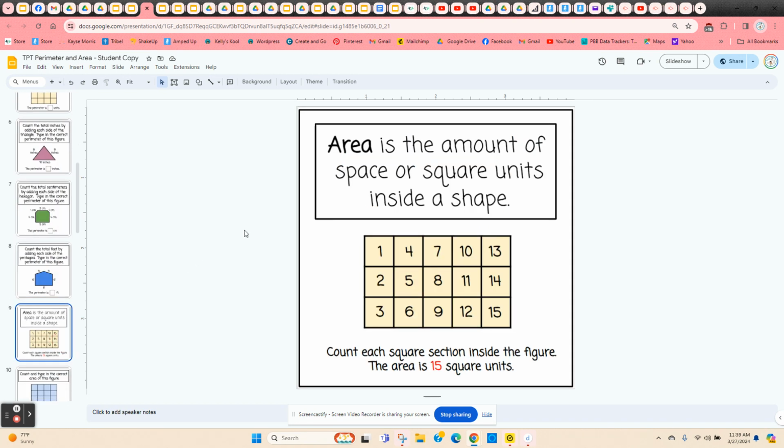Then we move on to area. Area is the space inside a shape. So here we have a rectangle with 15 equal sections here. So we call these units. And these are 15 square units.